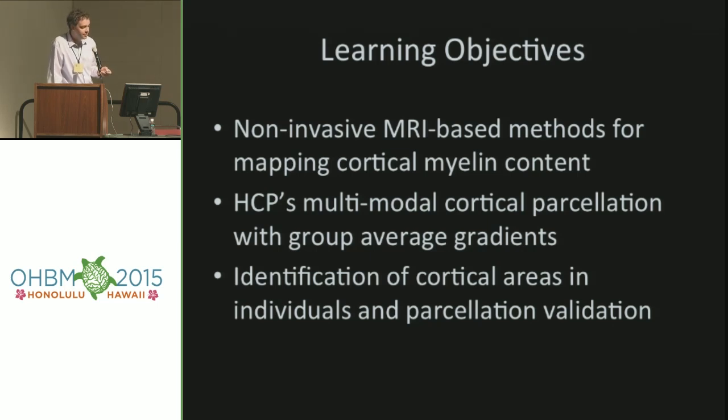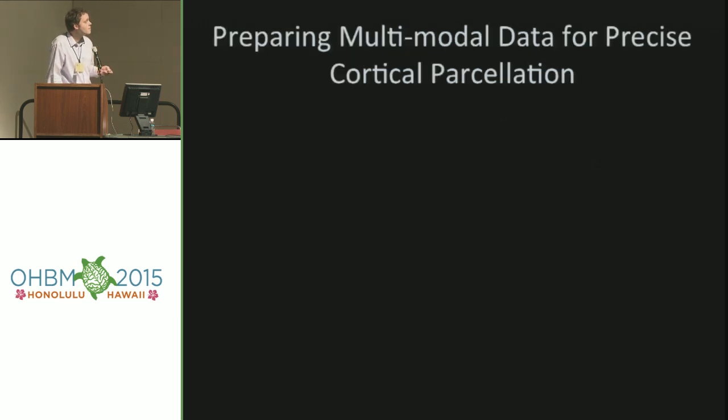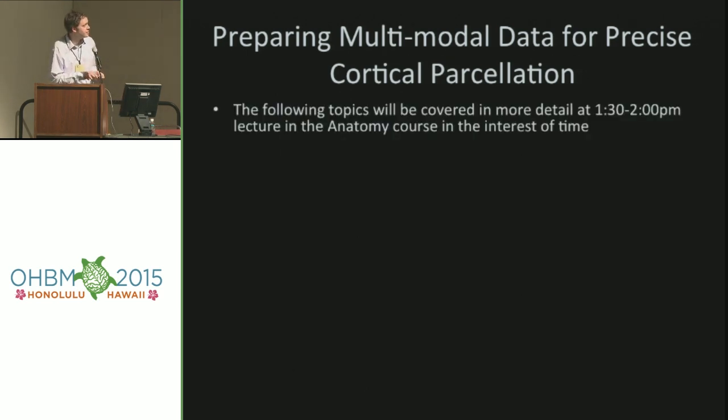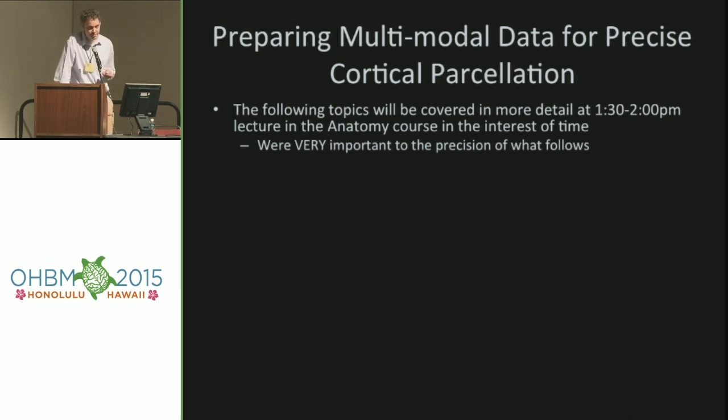All right, so now let's talk about multimodal cortical parcellation with group average gradients. So a few preparatory remarks about this. Basically, how do we get our multimodal MRI data ready to do a precise cortical parcellation? I'm actually going to talk about these topics in more detail this afternoon. I'm trying to have the lectures have different content in them. So I'll only give the briefest discussion of them, and if you're more interested in these topics, come to this in the afternoon. But they were very important to the precision of what I'm going to show you.